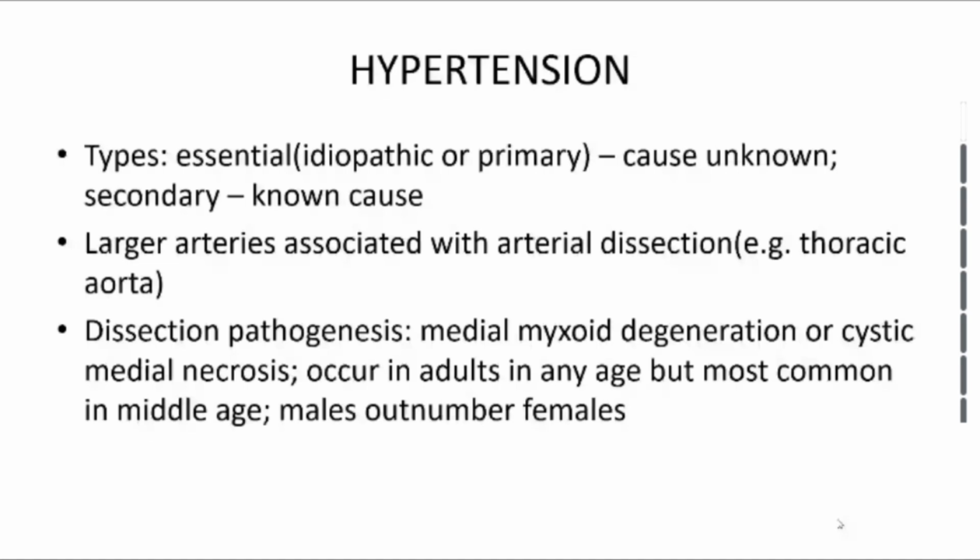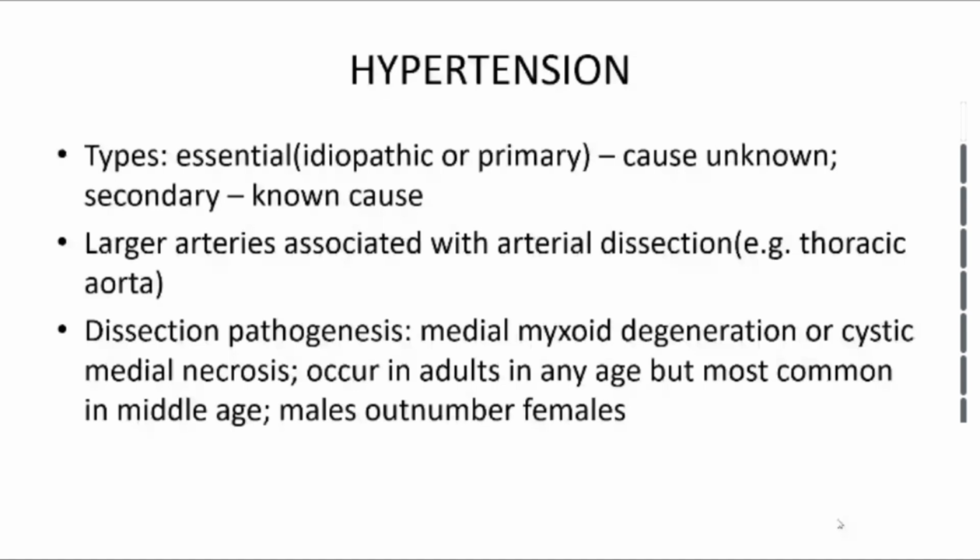And of course, the other type of hypertension that we have is secondary. That is, you know the cause. And there are not many, just like 5% of hypertension have a specific cause. Most of them will be essential hypertension. So most of the patients that you will see with high blood pressure in the ward will have essential, idiopathic, or primary hypertension. Then for larger arteries, associated with arterial dissection.